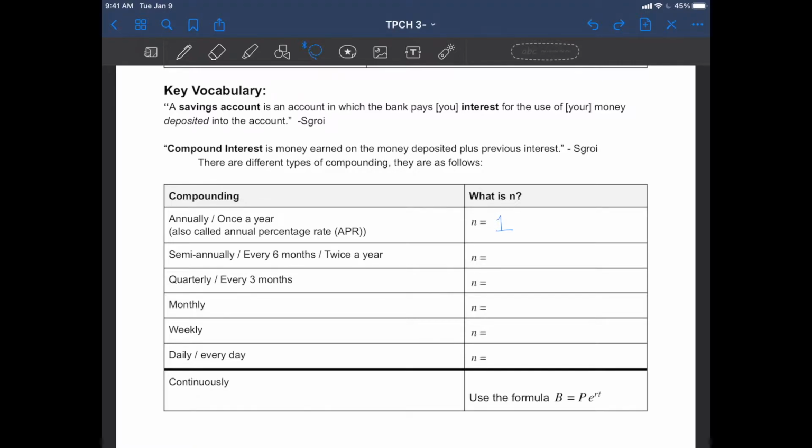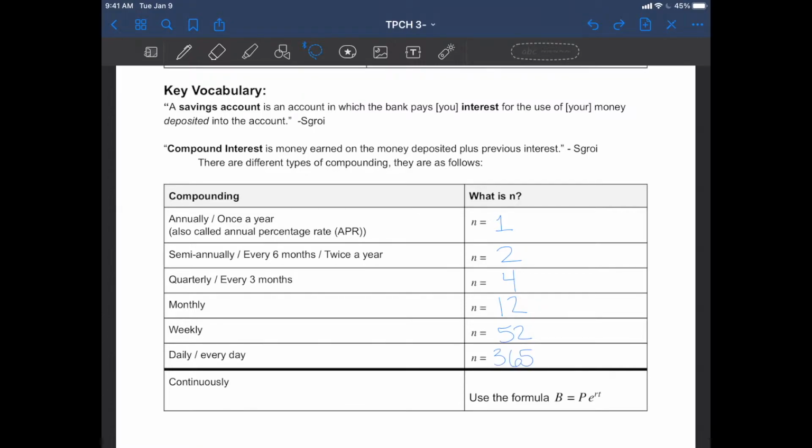Semi-annually means every 6 months or twice a year. So if the interest is compounding semi-annually or twice a year, then that means the n value is 2. Okay, I think you can see the pattern that's going on here. If it's compounded quarterly, every 3 months, that means it happens 4 times in 1 year. Monthly, there are 12 months in a year, so it happens 12 times in a year. Weekly, about 52, as there are 52 weeks in a year.